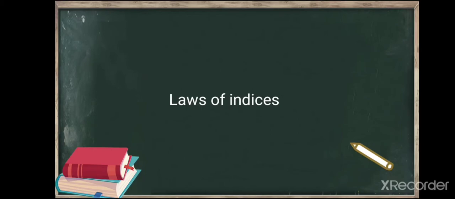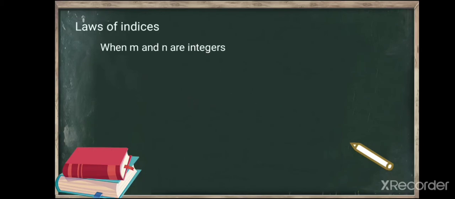Let us study the laws of indices. We already studied all these laws in our earlier standard, so let us revise them quickly. When m and n are integers, a raised to m into a raised to n. Here you can see bases are same but their index values are different. So this term can be expressed as a raised to m plus n.